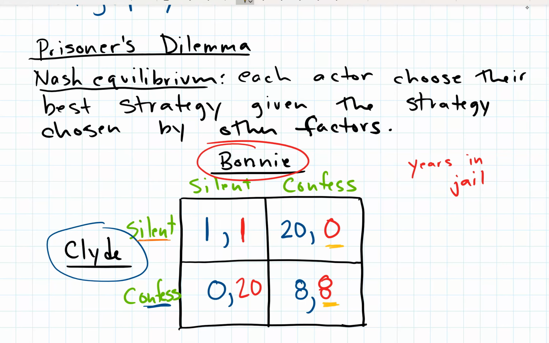Let's suppose Bonnie stays silent. So we're in this column, right? So 1 versus 0. Well, then Clyde should confess. And then let's suppose Bonnie confesses. What should Clyde do? And 20 versus 8, well, Clyde should confess. So we end up here with confess, confess.